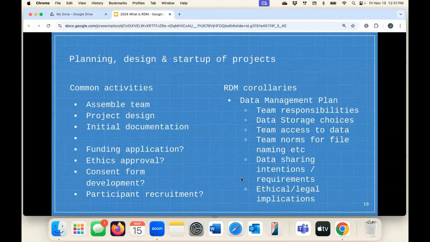Really simple things like team norms for file naming. If we're going to have a bunch of research assistants coming in and putting files in or touching files and analyzing them, how are we going to know who did what? Is everyone going to get a folder? Are we going to put initials at the end of the file name? All of those kinds of really little pieces.